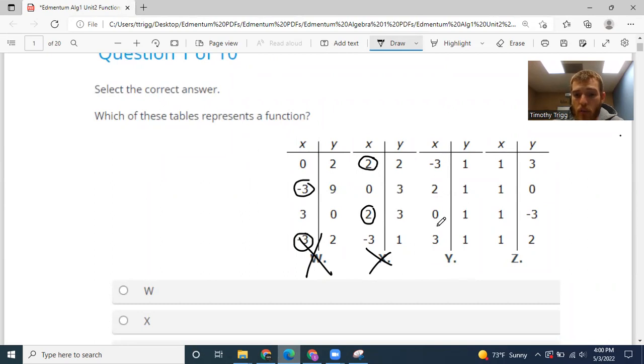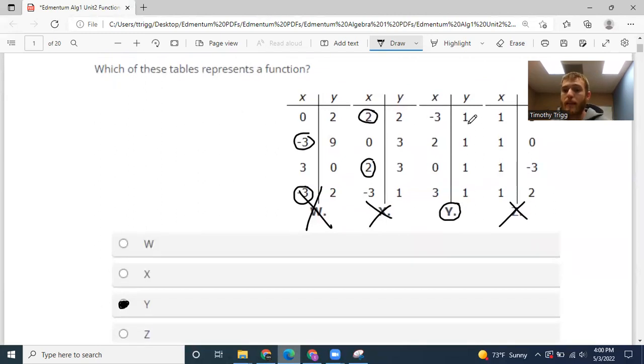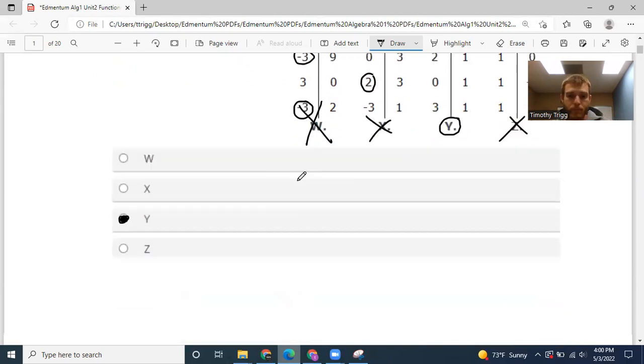Here, are any of these inputs repeated? No, no input is repeated. So that means this must be a function. Once again, z is not a function. Okay, so y is a function. Again, I want to reiterate that it's okay if the output repeats as long as the input is not repeating.